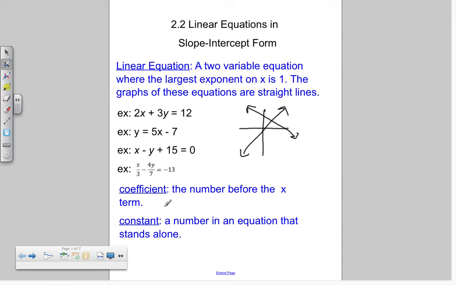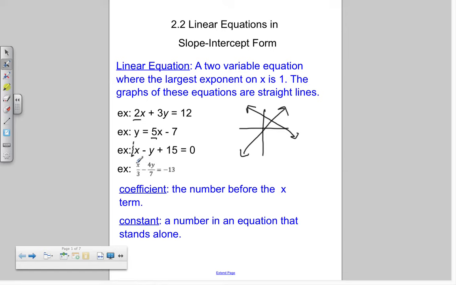All right, now here's some other terms. This constant term I know we talked about at the beginning of the year, but a coefficient. What is a coefficient? The number before the x term. Okay, so the coefficient of x here is a 2. The coefficient of x here is a 5. The coefficient of x here, 1. It's invisible, but it's there. Coefficient is a 1.